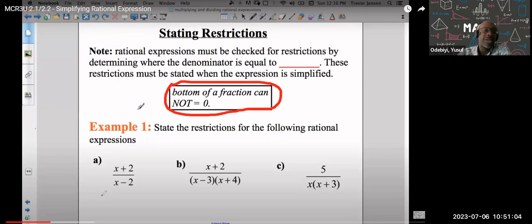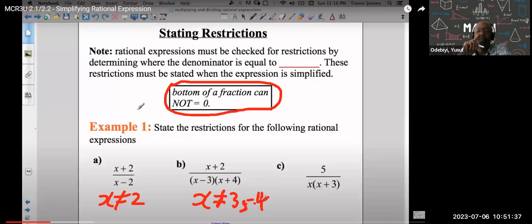So if I'm just stating the restriction, x cannot equal to 2 over here, x cannot equal to 3, and it cannot equal to -4, right? If I put -4 here, 0 times anything is 0. That means I'm dividing by 0. And if I put 3 here, 3 minus 3 is 0. 0 times anything equals 0. So I can't be 3 and I can't be -4.